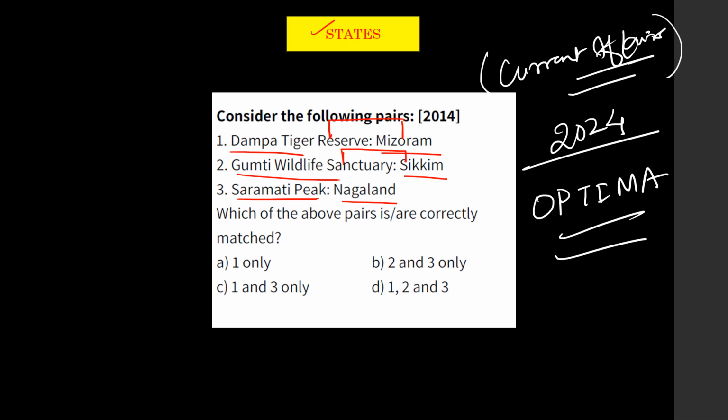And what is my format? I'm going to share it with you at the end of this video. That is the first type of question, where they are asking you about tiger reserves or protected areas and the states in which they are found.